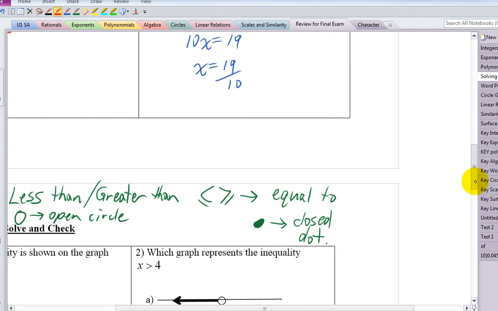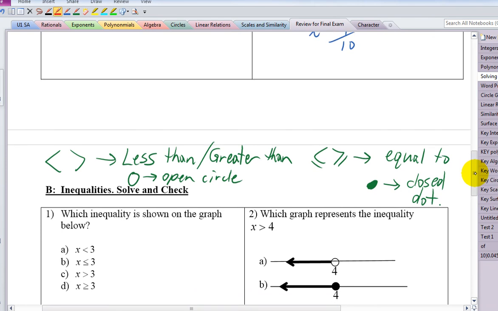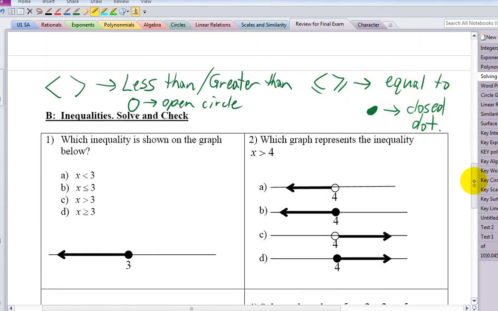Inequalities. So for inequalities, please write this down. This is the key information. So less than, greater than. For those ones, we use an open circle when we graph it on the number line. If we have the equal to part down below, then we have to use a closed circle or a closed dot when we graph it on a number line. So I want you to write that down because that's super duper important. And then please answer questions 1 and 2.